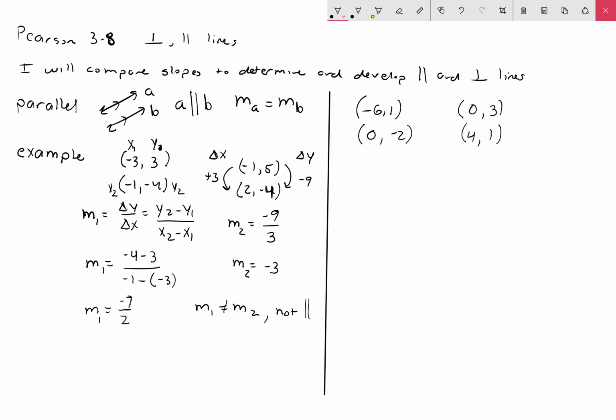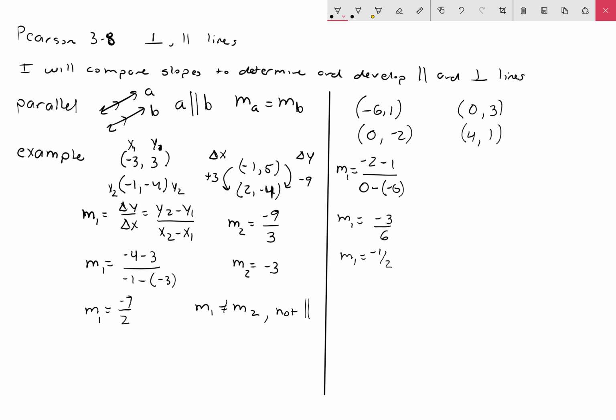Alright, so this is what you should have gotten. Do the same thing I did in the first one. I'll do one each way. So slope is -2 minus 1 over 0 minus a -6. So that should get you -3 over 6, or -1/2.